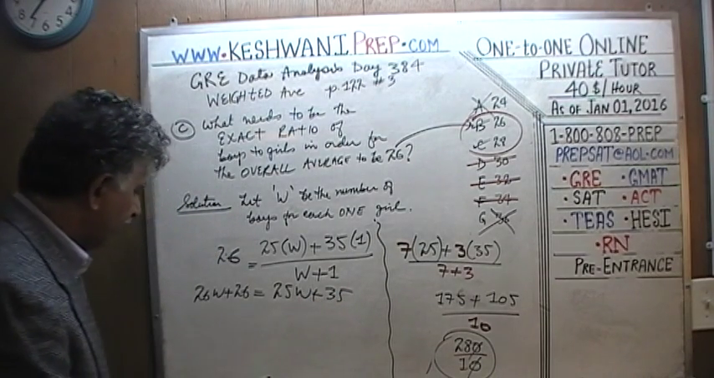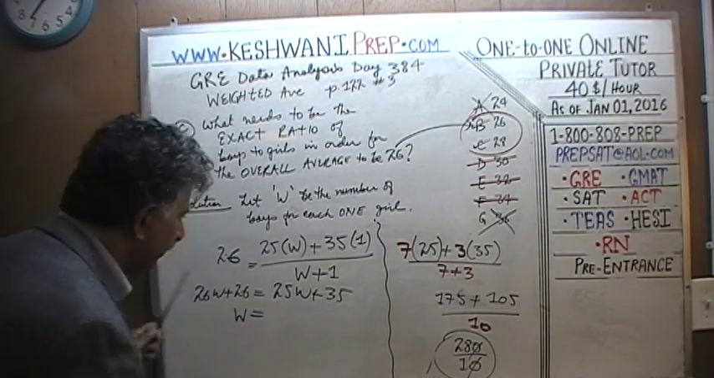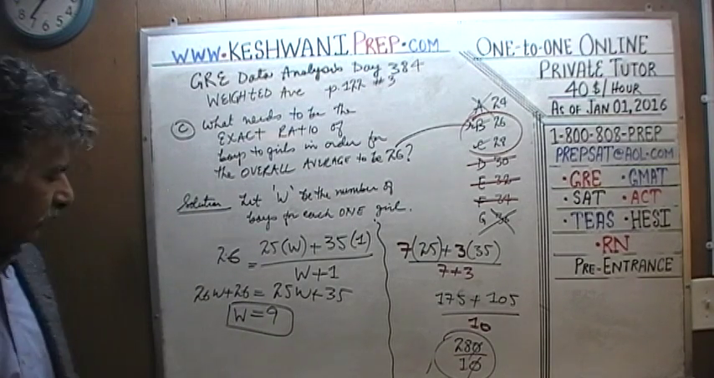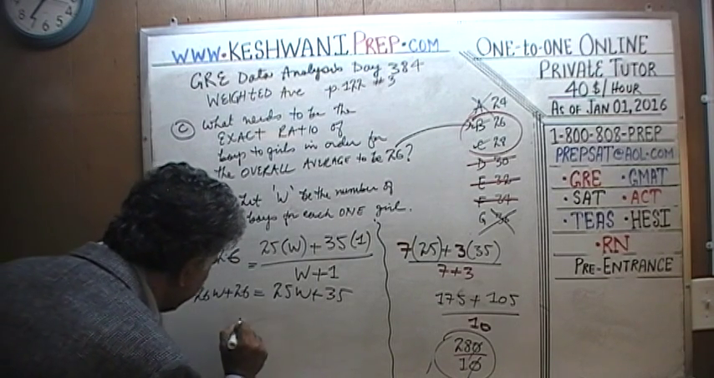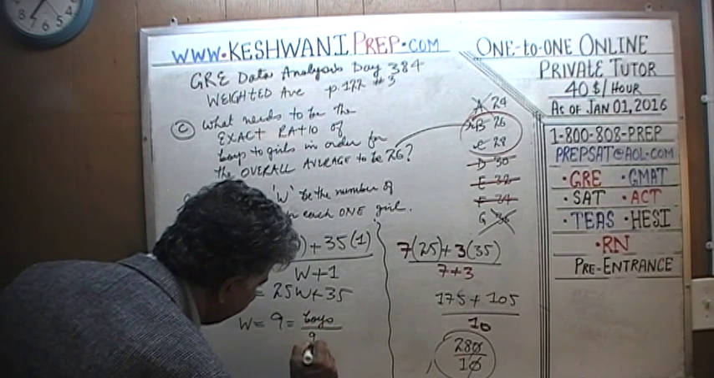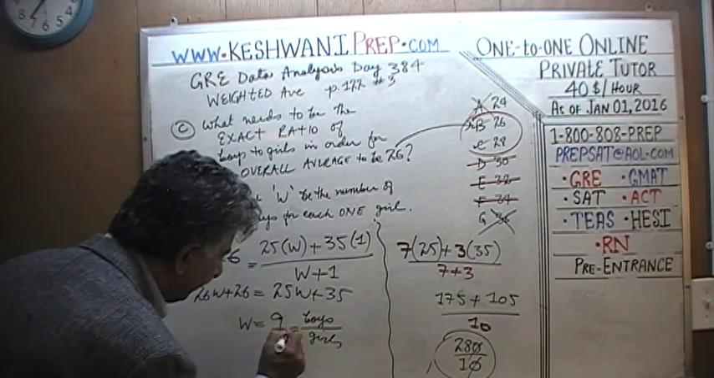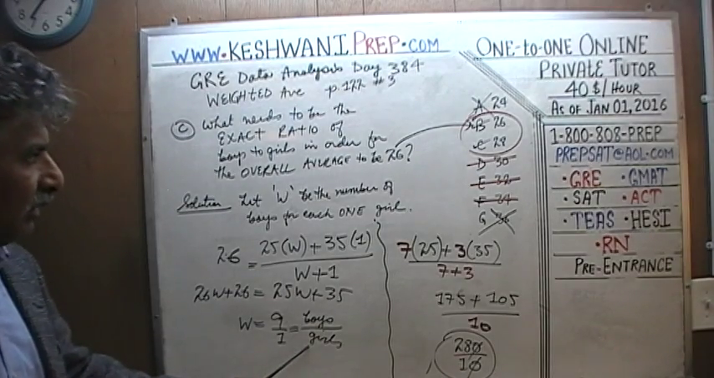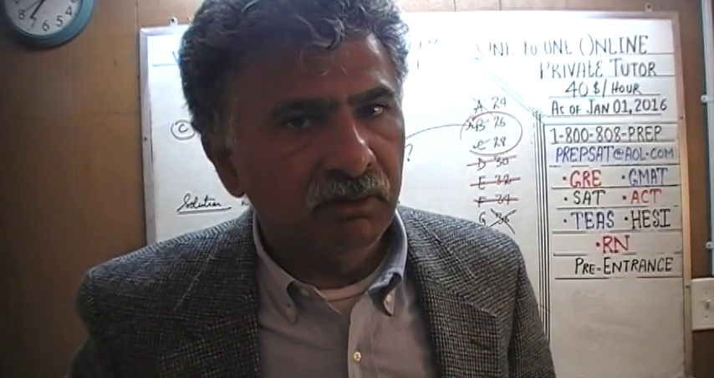This is very simple, very straightforward. 26W and 25W, bring the 25W here, which gives you W is equal to 35 minus 26. Well, what do you know? 9. Oh, this was very simple. There has to be 9 boys. Again, this W that we just found happens to be 9, which tells us the ratio of boys to girls is 9 to 1. There has to be 9 boys for every one girl if you want the overall score to be 26, given the fact that the boys scored 25 and the girls scored 35.